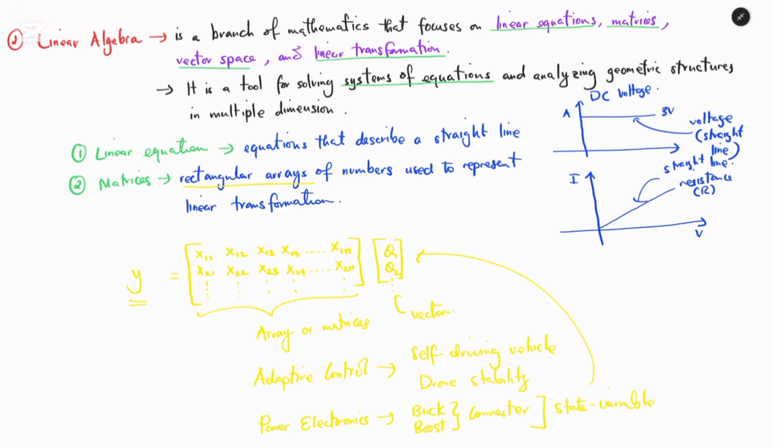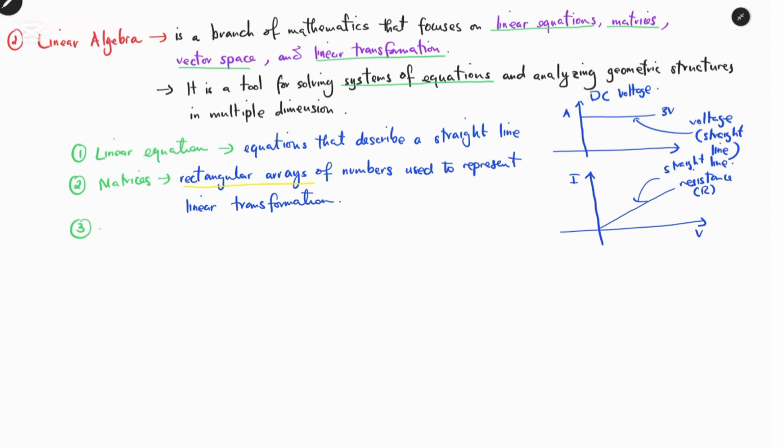Therefore, if you want to go further in the field of engineering, most systems can be represented using matrices, and you have to know how to solve using matrices. And linear algebra is also a tool that can help you find the unknowns in the types of systems that we discussed, such as adaptive control, power electronics, and many control schemes used in engineering.